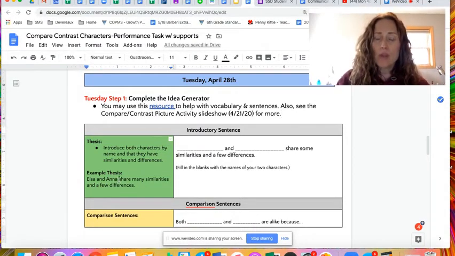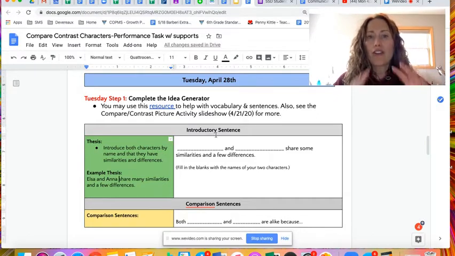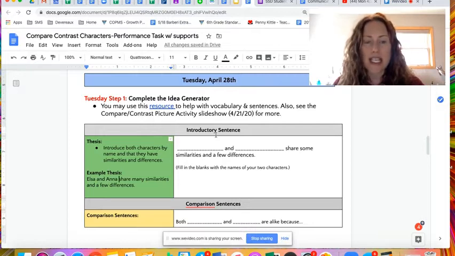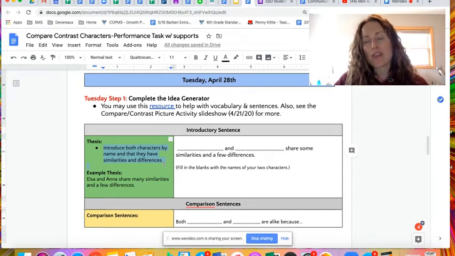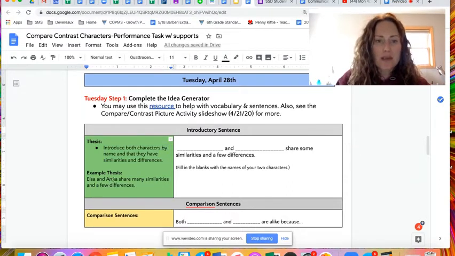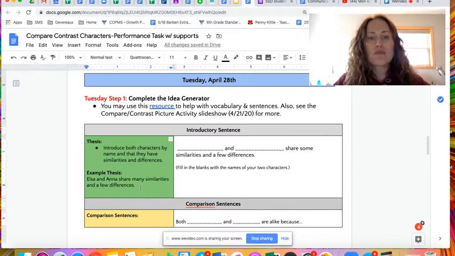But we're going to start by looking at our first section. The first section we need to do is the introductory sentence or thesis sentence. That's where we're going to introduce both characters by name and mention that they have similarities or differences. The example thesis we have here is: Elsa and Anna share many similarities and a few differences.